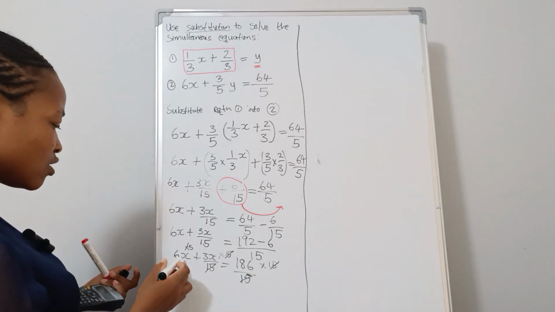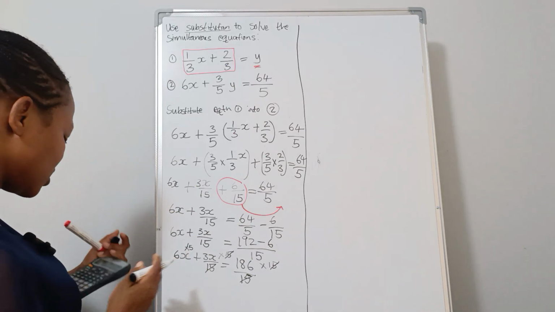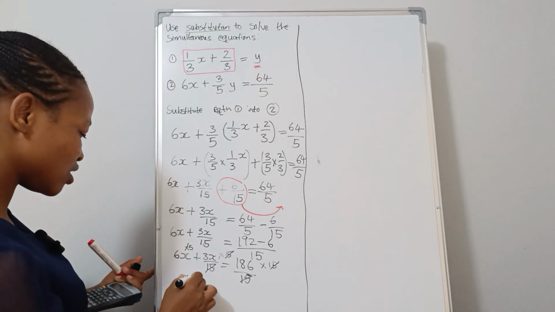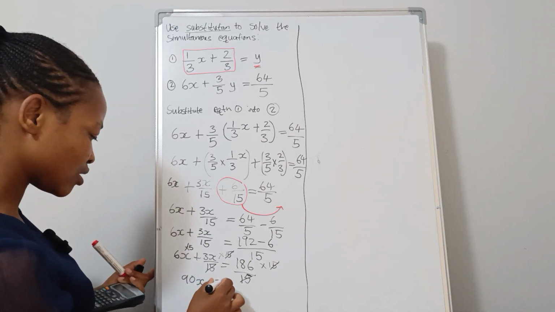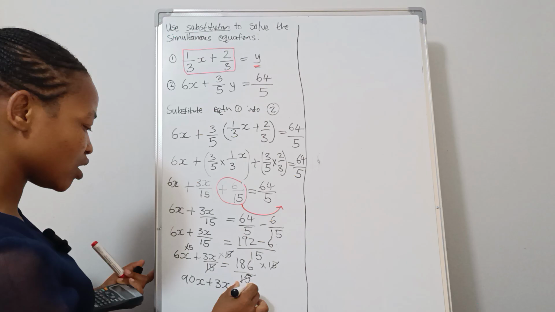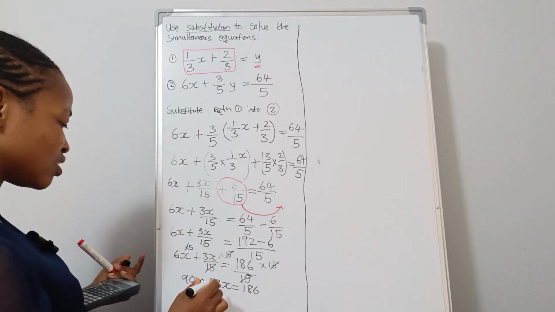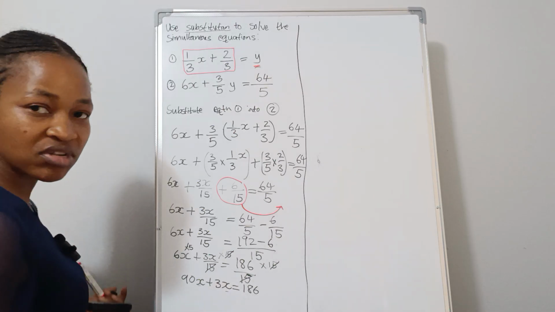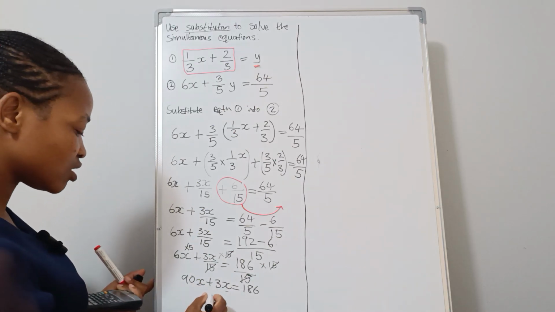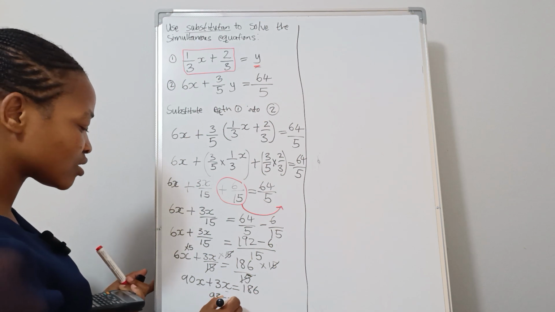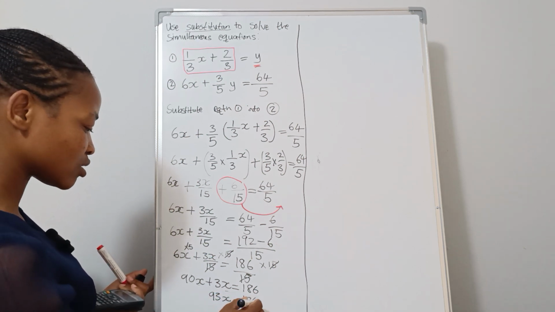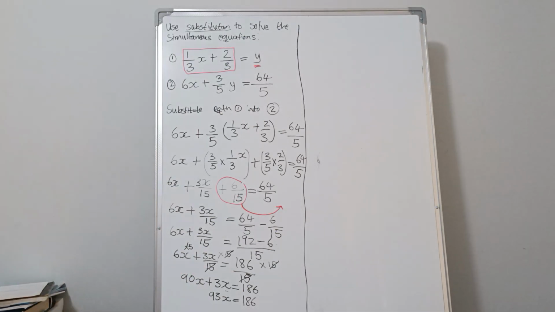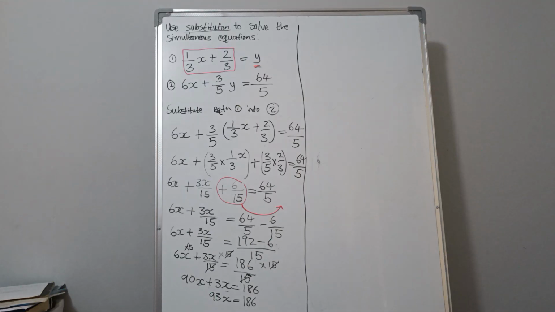Now we have a new equation. So here we have 6x times 15. 6 times 15, that's 90. So we have 90x plus 3x equals 186. And 90x plus 3x, since these are x and x, it's like 90 books plus 3 books. That's just 93 books. So it's 93x equals 186. Okay, so now this one becomes a linear equation. Let me just check if you're seeing that. Okay, so we are there.